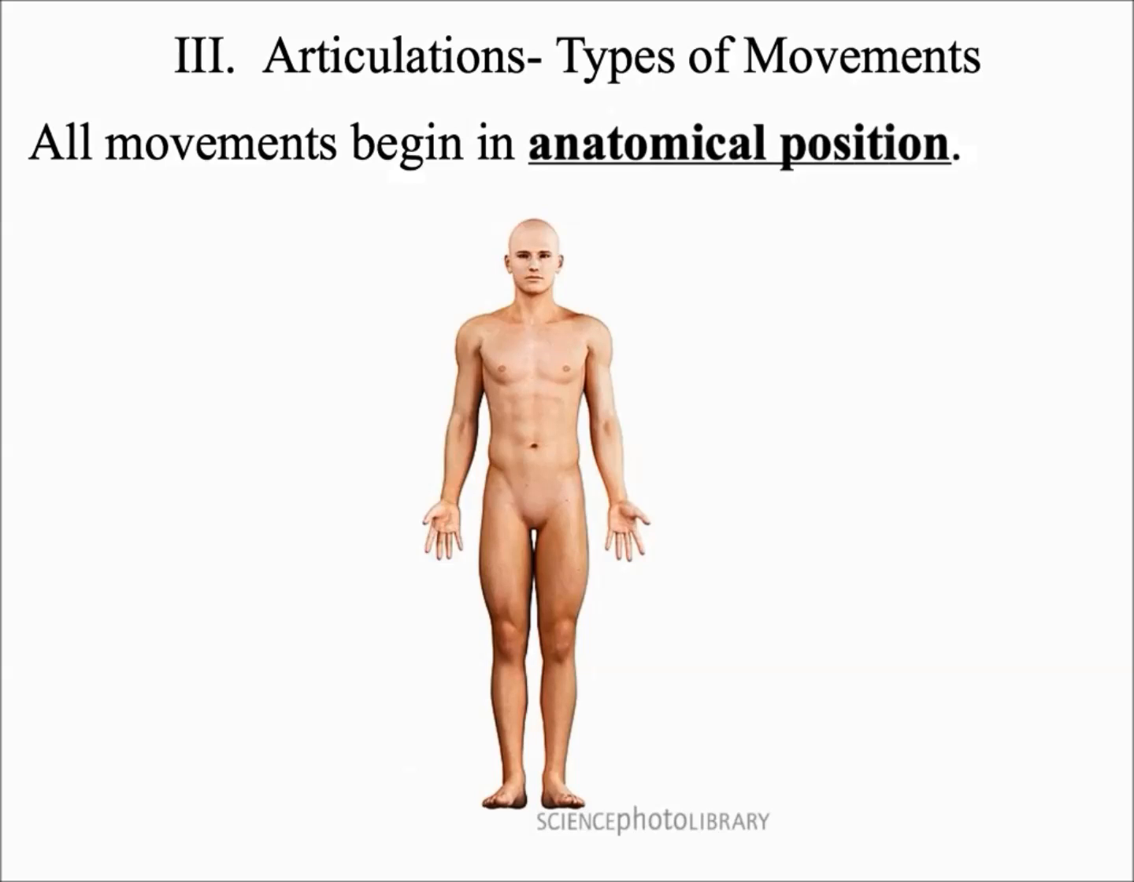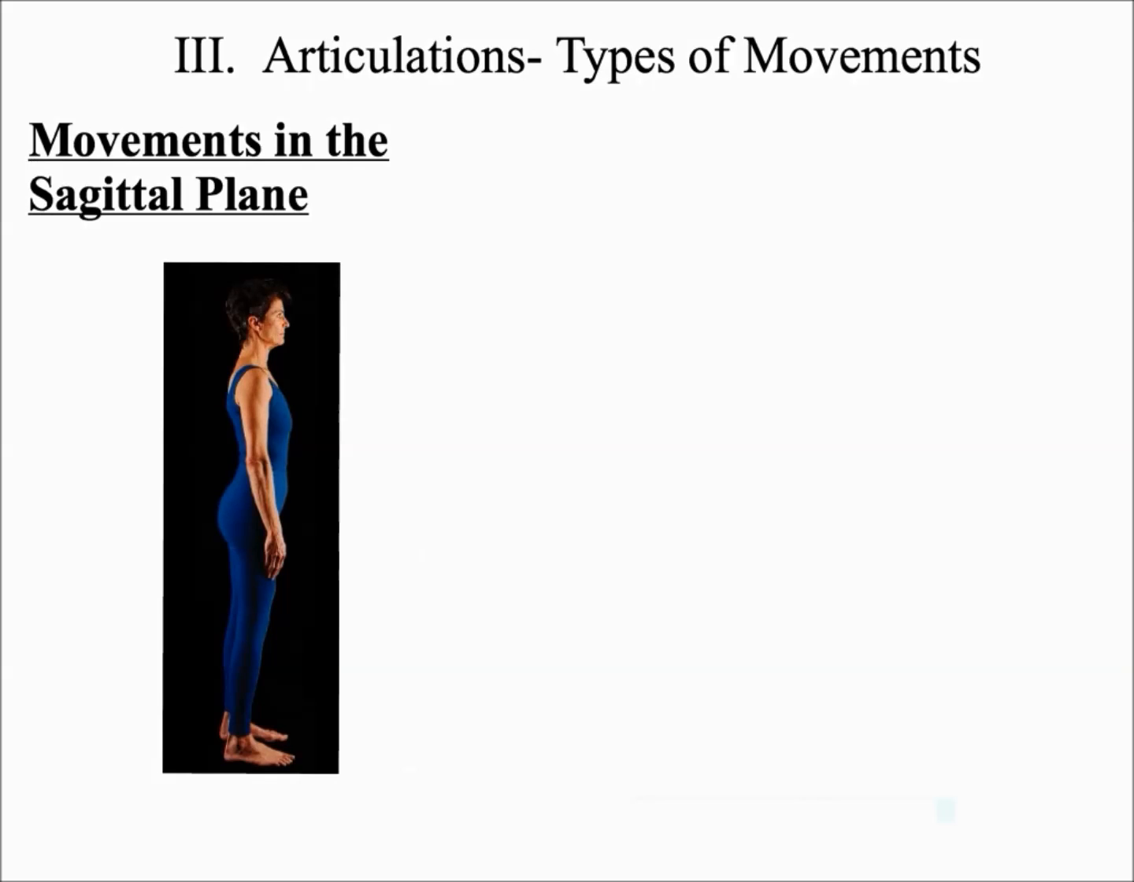And there are 3 planes in the human body. So recall, one plane is called the sagittal plane, another plane is called the frontal plane, and the third plane is called the transverse plane. The first set of movements that we'll discuss are the movements that are parallel to the sagittal plane. To describe movements of the sagittal plane, again, we start in anatomical position, looking at this person from a lateral view.